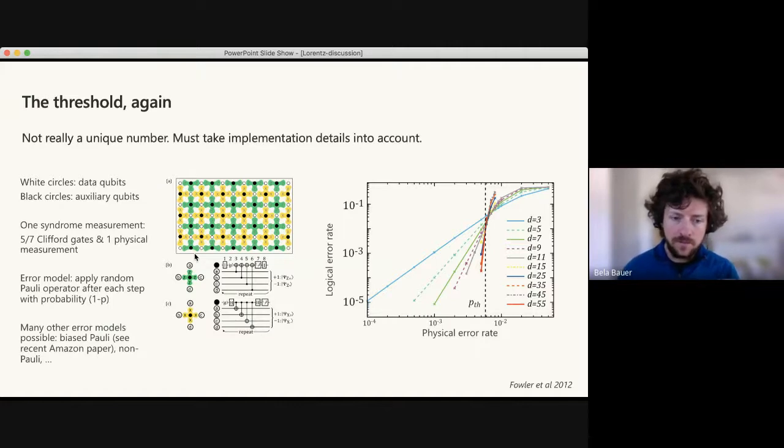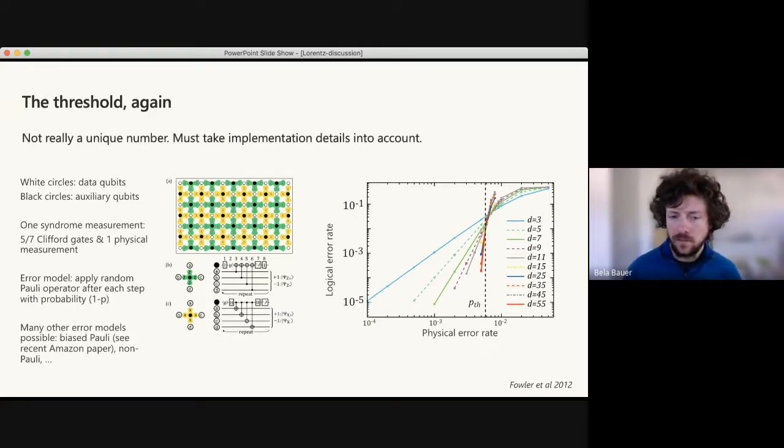And of course, to really estimate the threshold, you need to include possible errors on each of those steps. And so, the threshold will then depend on these implementation details, what type of entangling operations you use, and all of that. And this picture on the right here, this is from a paper by Austin Fowler and collaborators in 2012. That's the picture I showed previously. That's exactly if you randomly apply a Pauli operator after each step, after each Clifford gate in the circuit, and then you end up with some threshold for that specific implementation of this specific code.